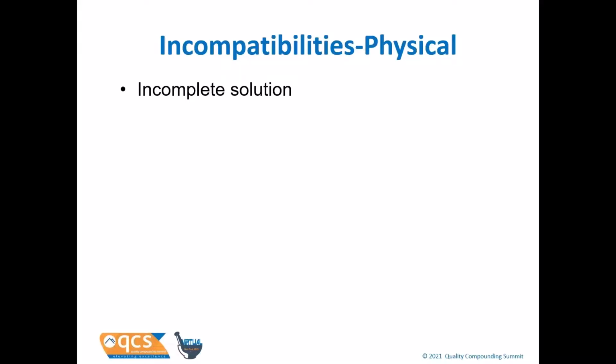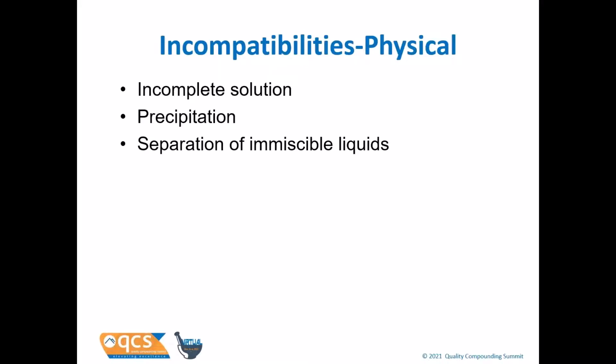Now, when you look at physical incompatibilities, these can involve incomplete solution. You don't have enough solvent to dissolve the solute that is present. This can result in precipitation over time. If you prepare it at room temperature and put it in a refrigerator, the solubility decreases, and so it's going to come out of solution. So this is a physical incompatibility that occurs.